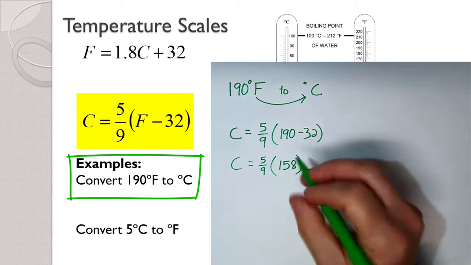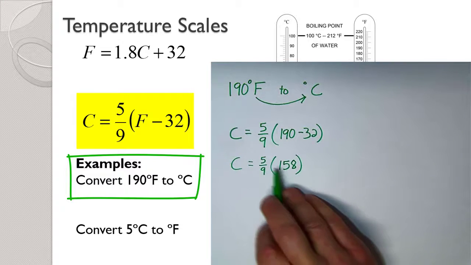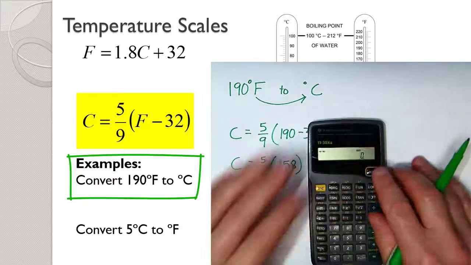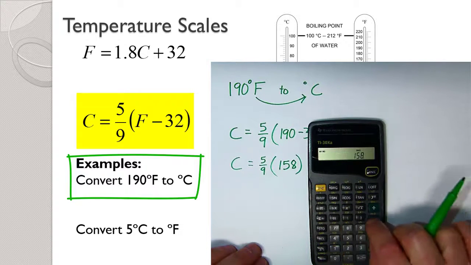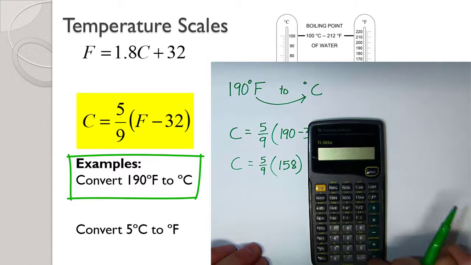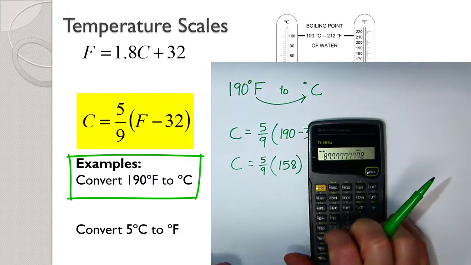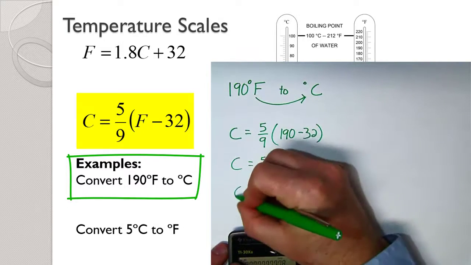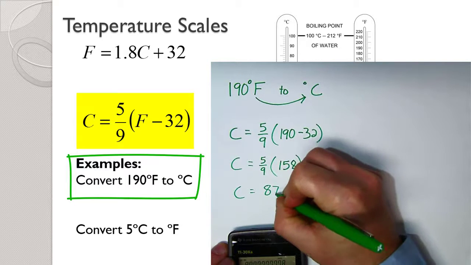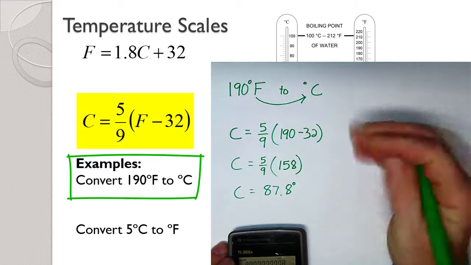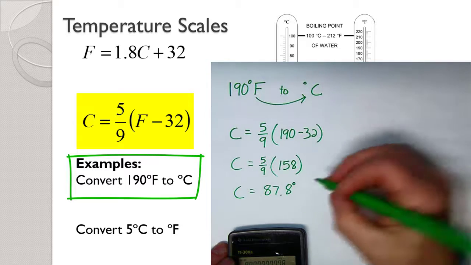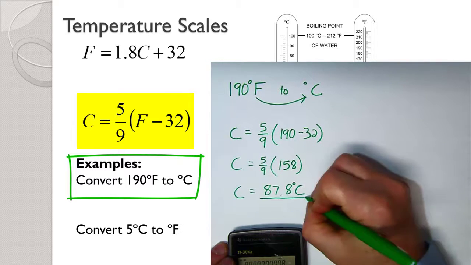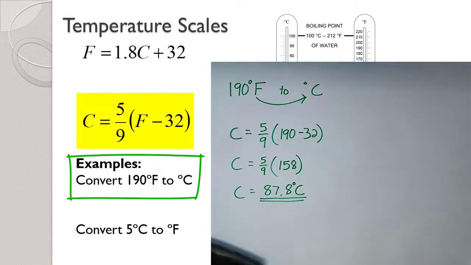And to do that on your calculator, we're going to take 158 times 5 divided by 9, and we get a value of 87.77, or it'll be close enough to say that that is about 87.8. Now always put your units on here so we know what we just switched to. Those are degrees Celsius, and we've done that conversion.